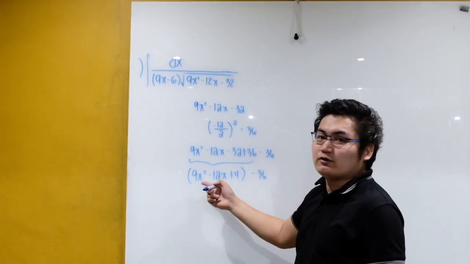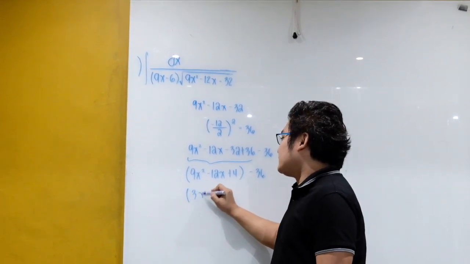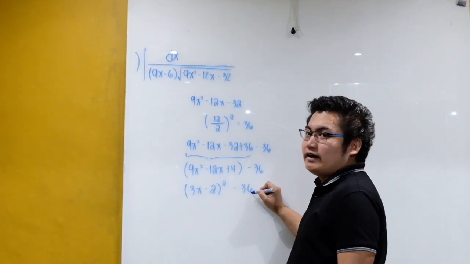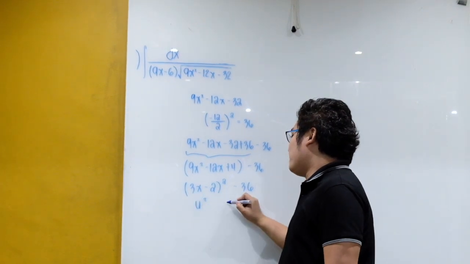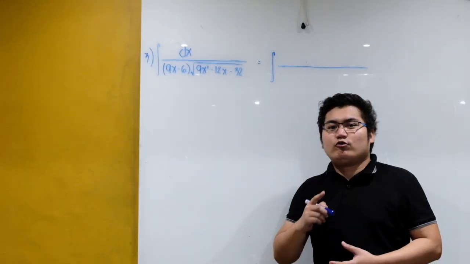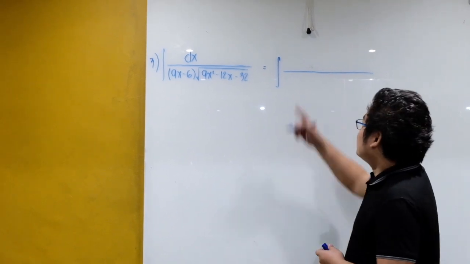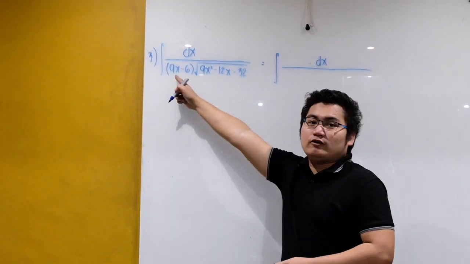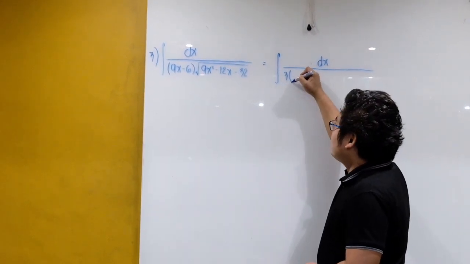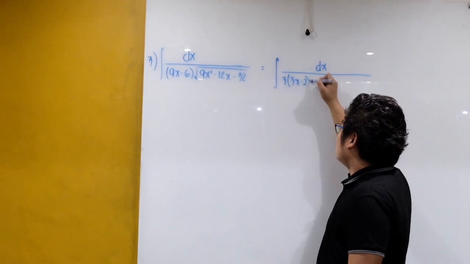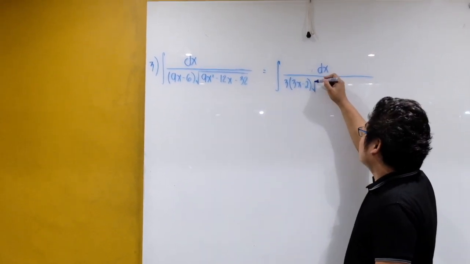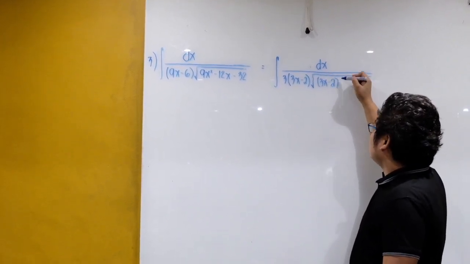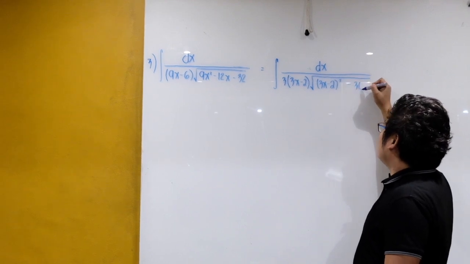So simplifying this equation, it will give us 3x minus 2 squared minus 36. And this will become our u squared minus a squared. We will now rewrite our integral. So the integral of dx over, factoring out 3, this will give us 3 multiplied by 3x minus 2 multiplied by the square root of 3x minus 2 quantity squared minus 36.